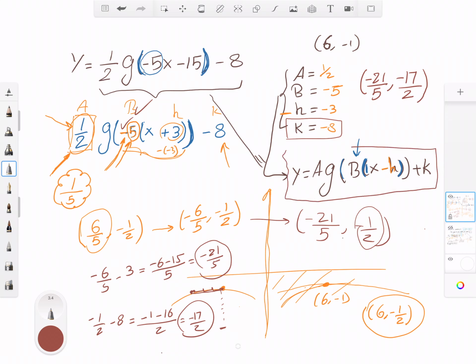So the main concept here is converting to this form and then following your note sheet for what A will do and what B will apply. So just apply to the points. I didn't start from inside of the parenthesis. I applied A, then I applied B, then I applied H, then I applied K.